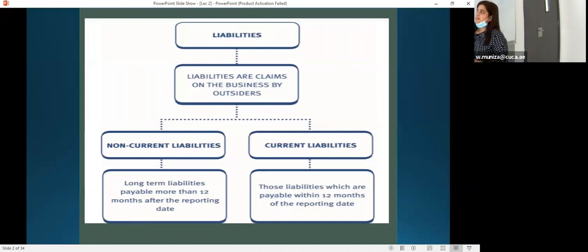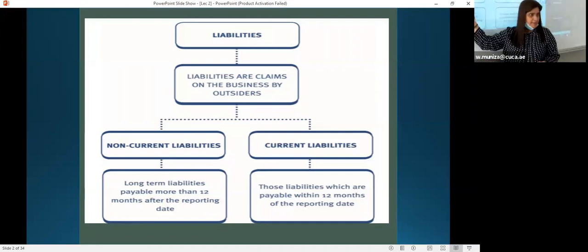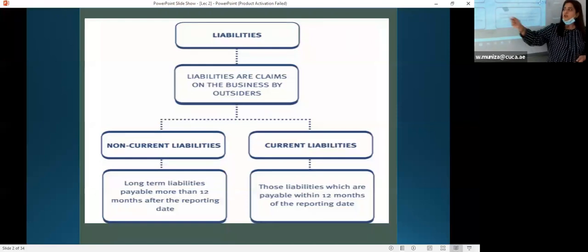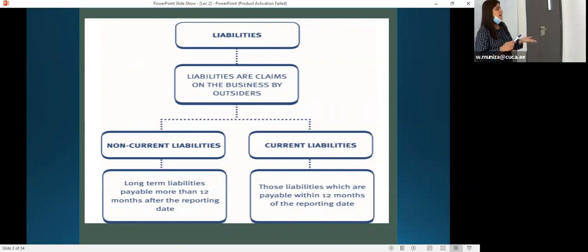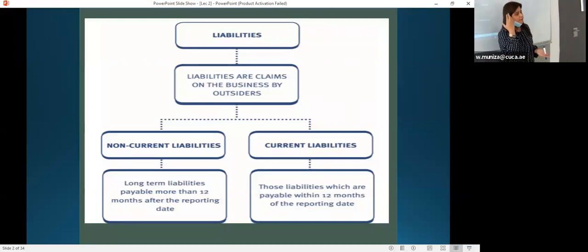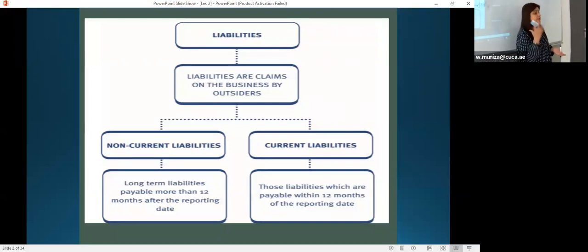Same like assets, liabilities are also of 2 kinds, non-current liabilities and current liabilities. Non-current liabilities are those which are going to be realized after the period of 12 months. After 1 year, these responsibilities, obligations, and liabilities are going to be realized. Those liabilities which have to be realized within the period of 1 year are known as current liabilities. Say, for example, if the business has taken a loan and it has to be returned after 1 year, this is a non-current liability. If the business has taken a loan which has to be fulfilled and returned within 1 year, it is known as a current liability.